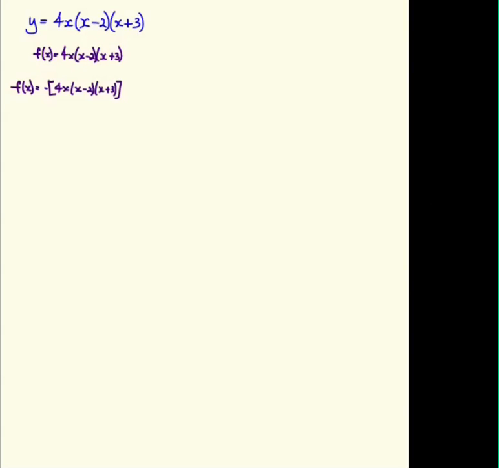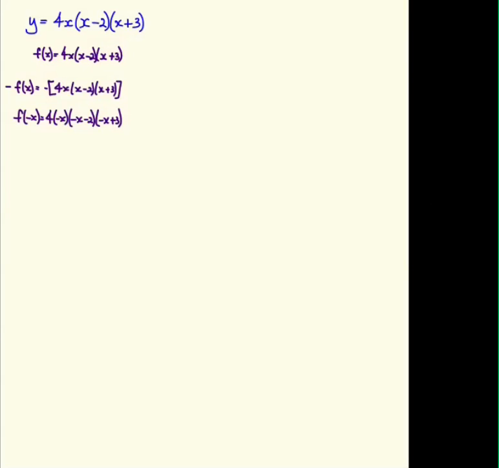Just remember that this thing here, let me fix this for you because it's a bit confusing, is negative, the function. Okay, moving down. So now we've got the function of negative x equals 4 times negative x, brackets, negative x minus 2, negative x plus 3.